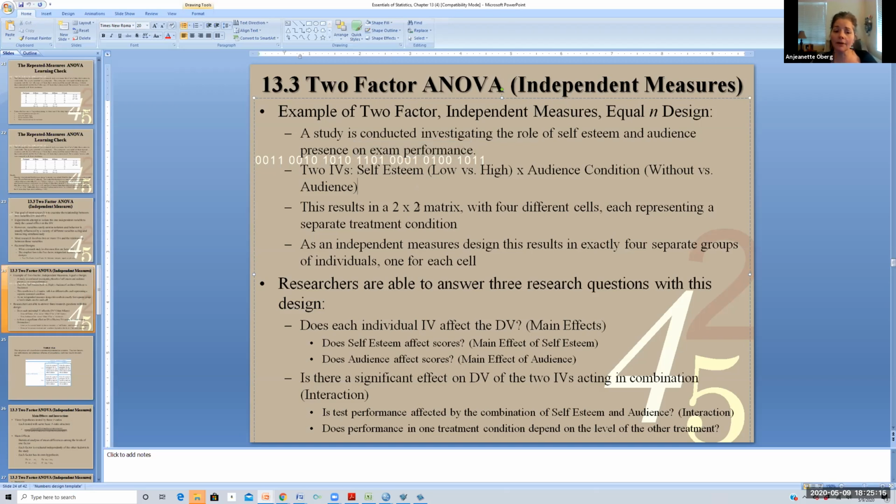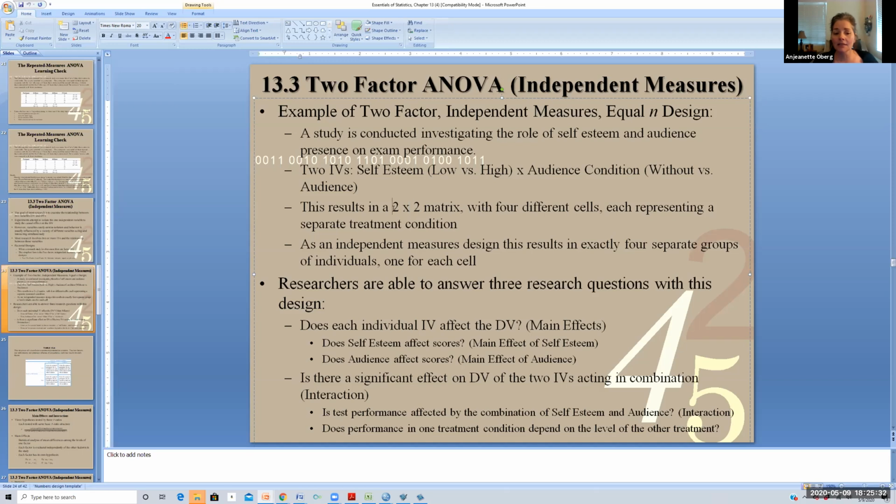What that does is create what we call a 2x2 matrix. The number of digits tells us how many IVs or factors we have, and each digit itself tells me how many levels or conditions we have per factor.